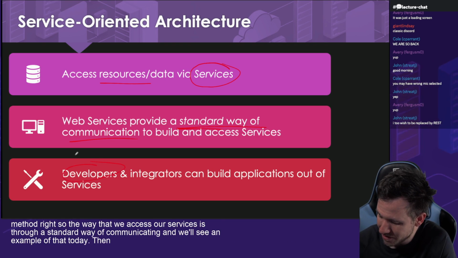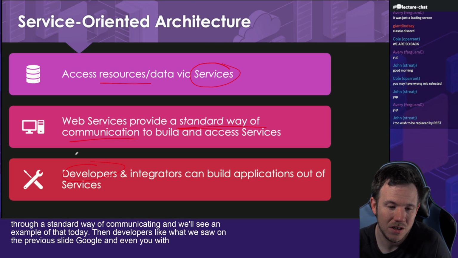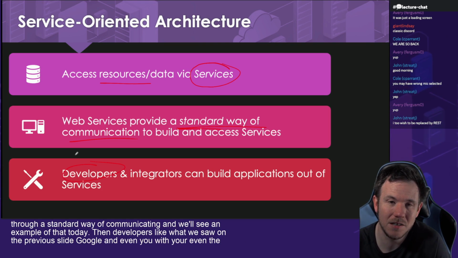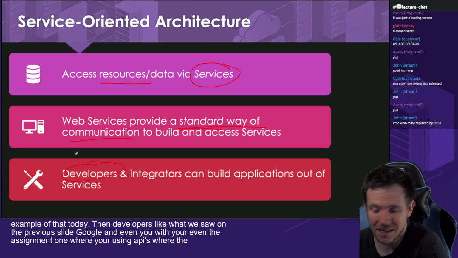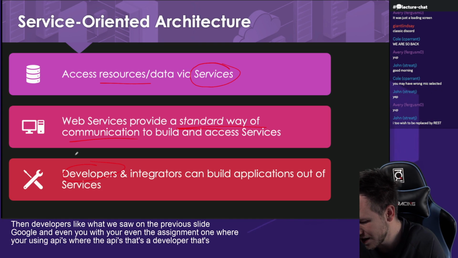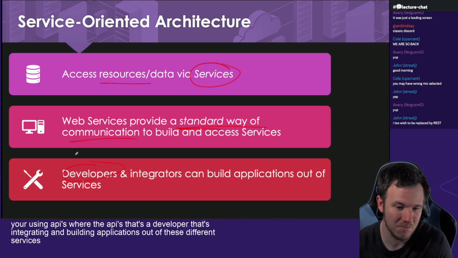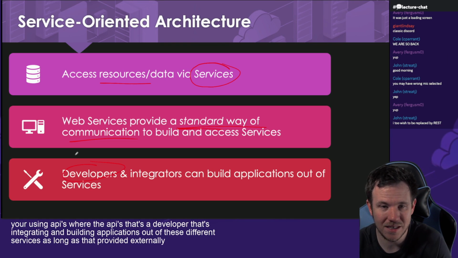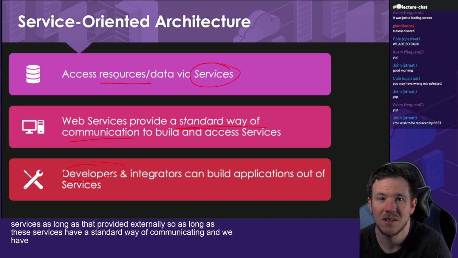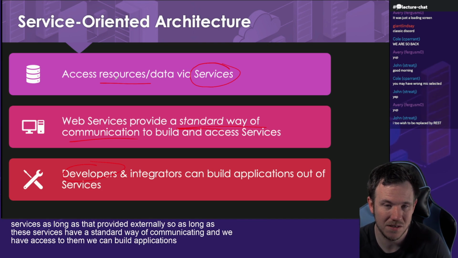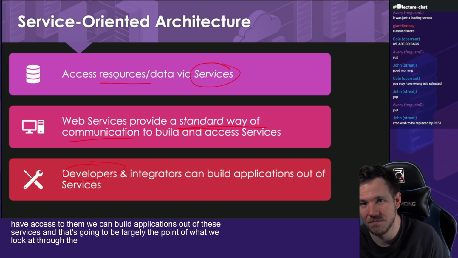Then developers, like what we saw on the previous slide, Google and even you with the assignment one where you're using APIs, web APIs, that's a developer that's integrating and building applications out of these different services, as long as they're provided externally. So as long as these services have a standard way of communicating and we have access to them, we can build applications out of these services. And that's going to be largely the point of what we look at through the rest of this unit.